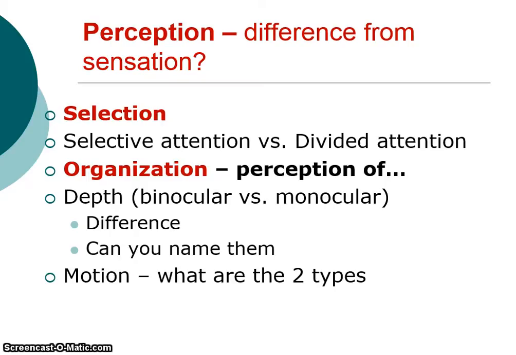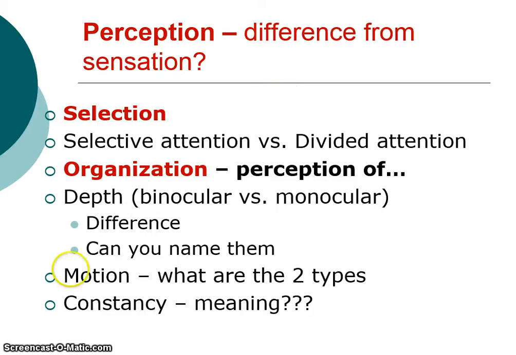For motion perception, we have the 5 phenomenon and the stroboscopic effect. Yes, you will have to know those for the multiple choice. The third area is constancies. That's again only for vision. In fact, all 3 of these, depth, motion, and constancies, are vision only.